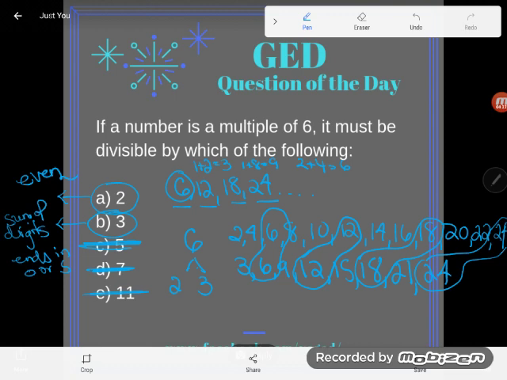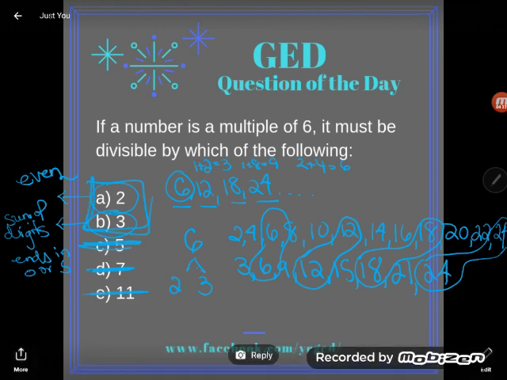It is so important to understand divisibility. It's going to help you in so many ways. But anyway, if a number is a multiple of 6, it must be divisible by which of the following? A and B, 2 and 3.